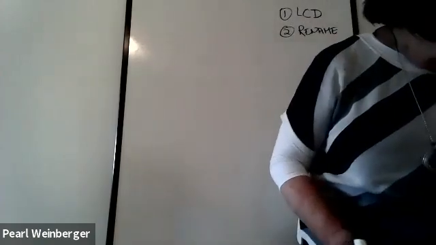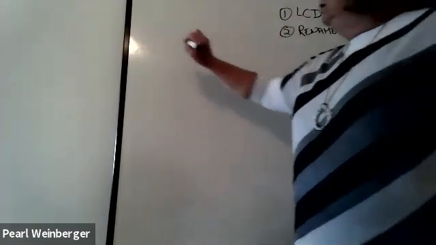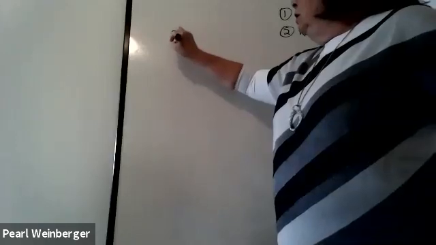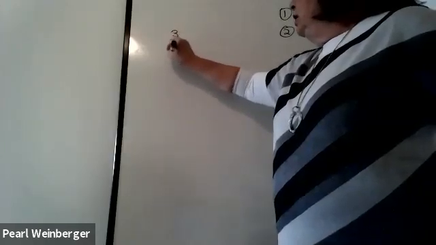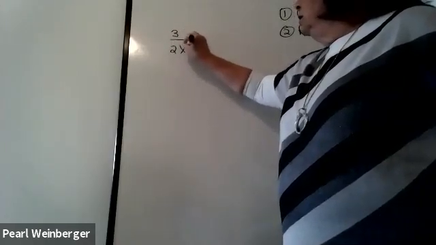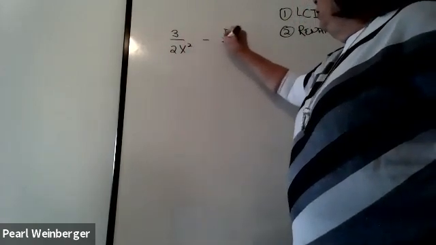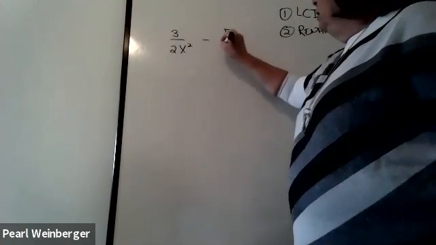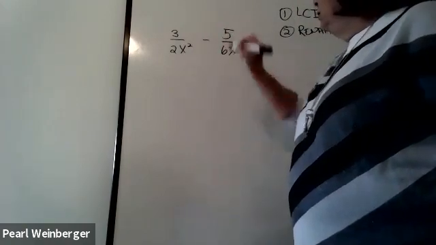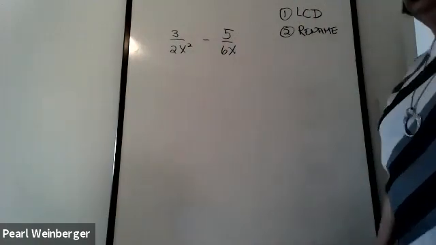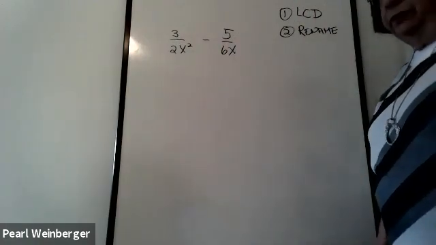Suppose I gave you a problem that looks like this. Suppose I have 3 over 2x squared minus 5 over 6x. And I want to combine these 2 fractions.